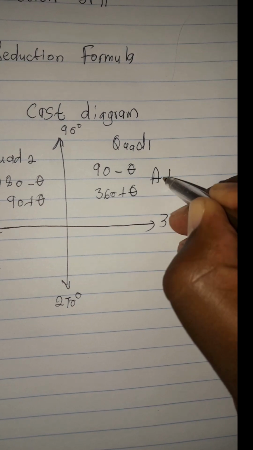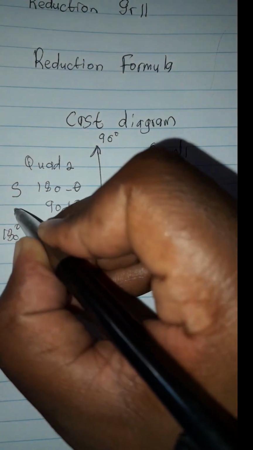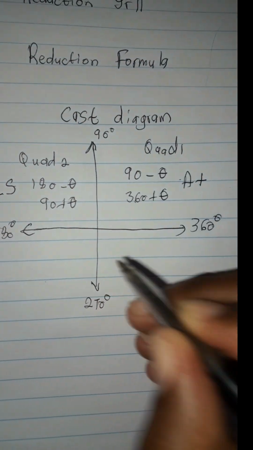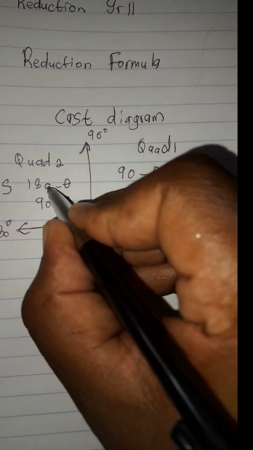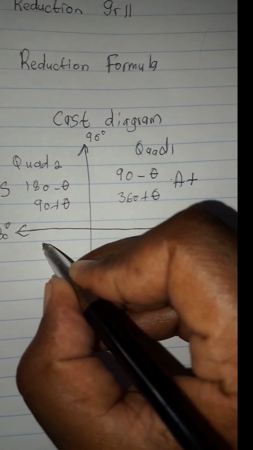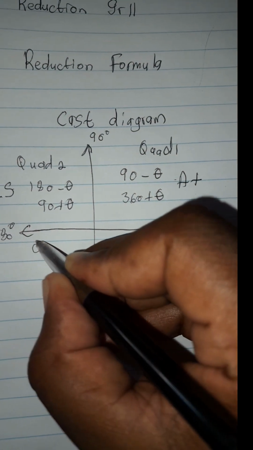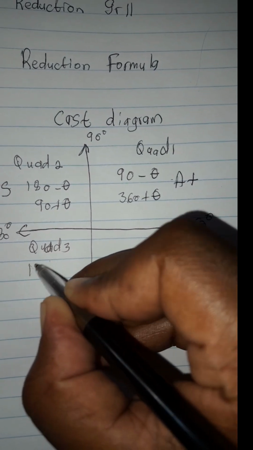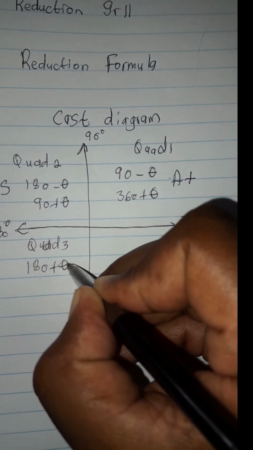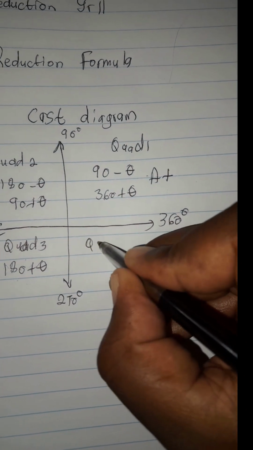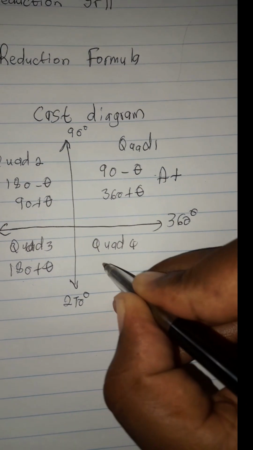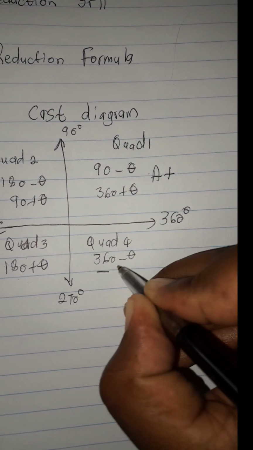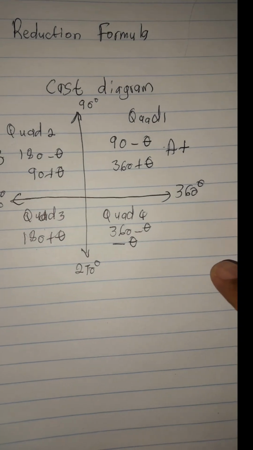Here, sine is positive. Remember, it's "All Students Take Coffee", the CAST diagram. At quadrant 3, this is where we find 180 plus theta, as well as at quadrant 4, this is where we find 360 minus theta, as well as a negative angle.